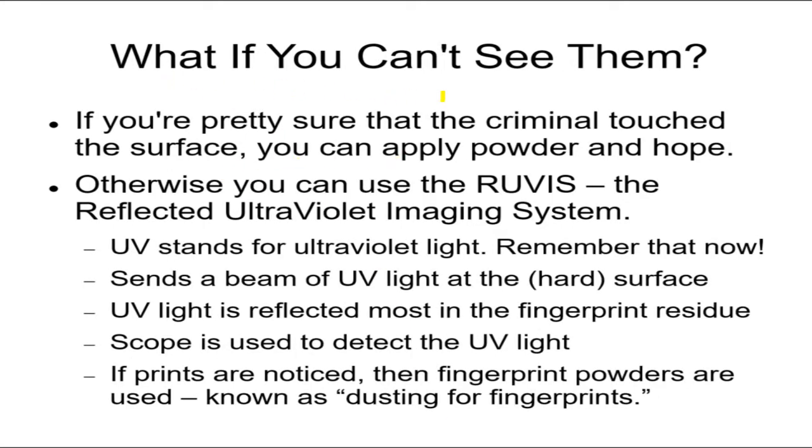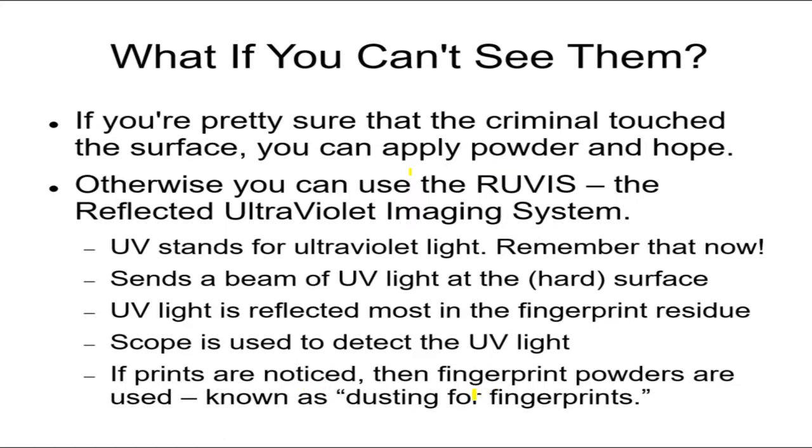These latent fingerprints, if you can't see them, but you're pretty sure that in the course of the crime the criminal touched this, what they do is they use fingerprint powder. That's a powder that they put on the place where they think the fingerprint is. The oils will attract the powder, or will stick to the powder. You blow away the rest of the powder, and you're left with the fingerprint. This is called dusting for fingerprints.